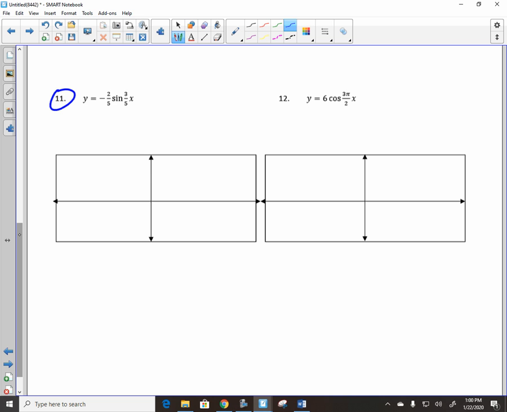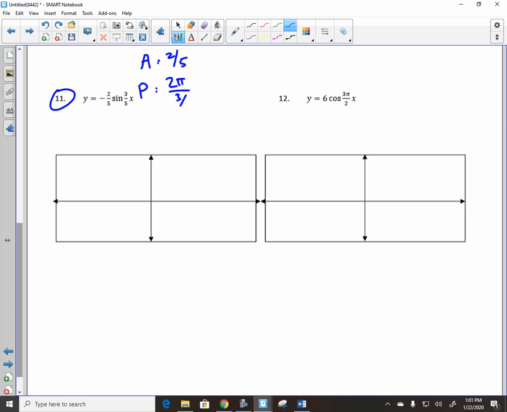Okay, number 11. Amplitude. Positive 2/5. Amplitude is always positive. It's the absolute value of the number in front. Never write that the amplitude is negative. It is always positive. In order to find the period, I take 2 pi and divide it by what?